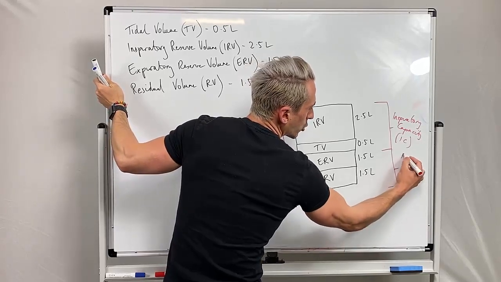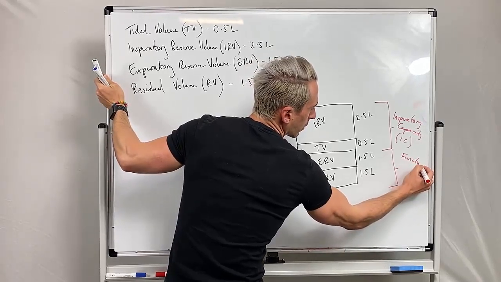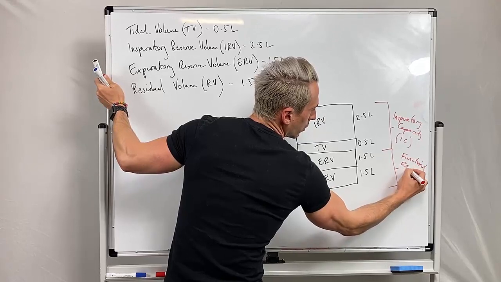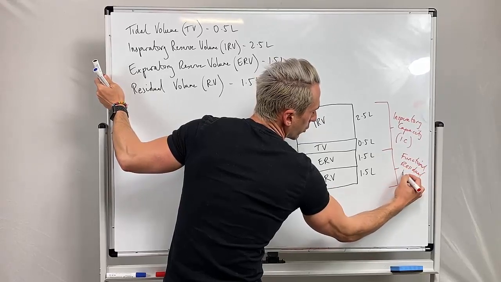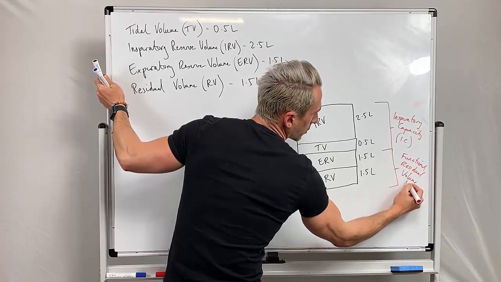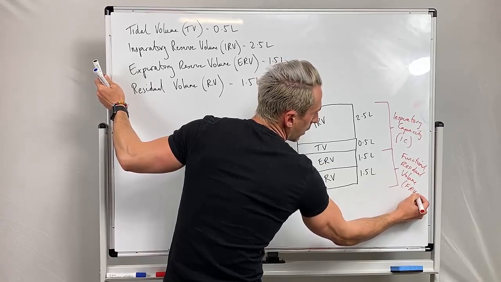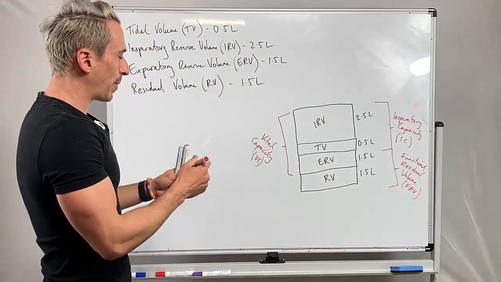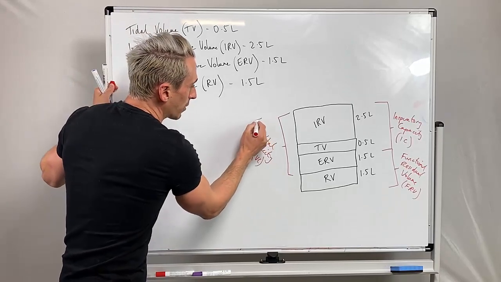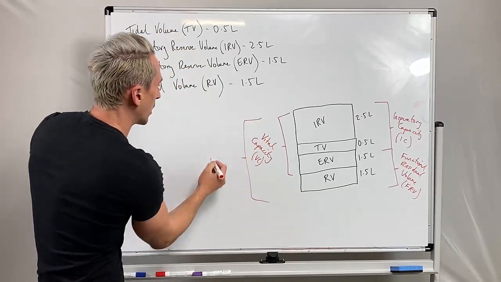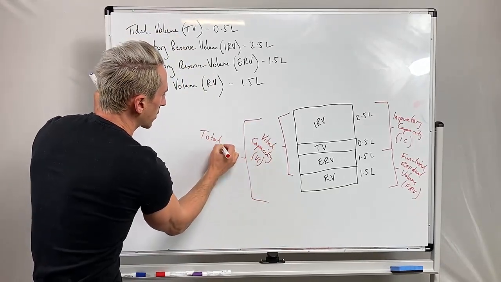which we call our functional residual volume. So our FRV. So these are our capacities. Now the last capacity is everything together, right? And that's our total lung capacity. That's everything our lungs can hold.